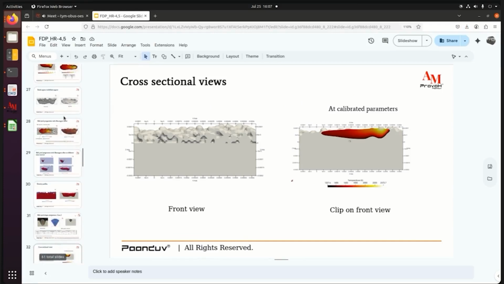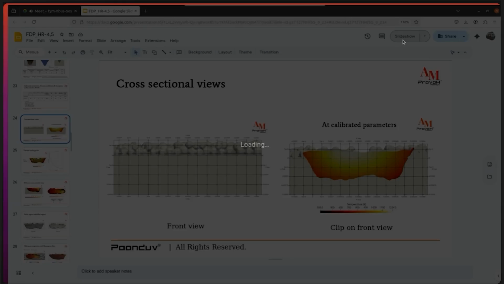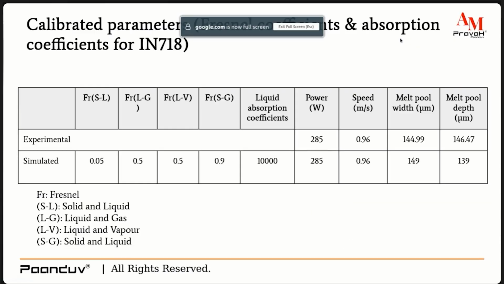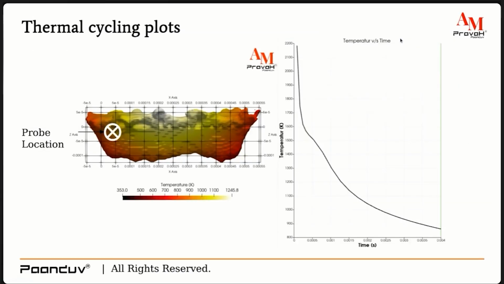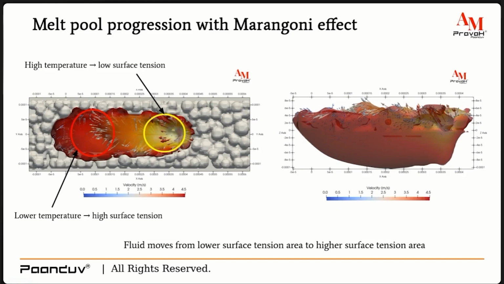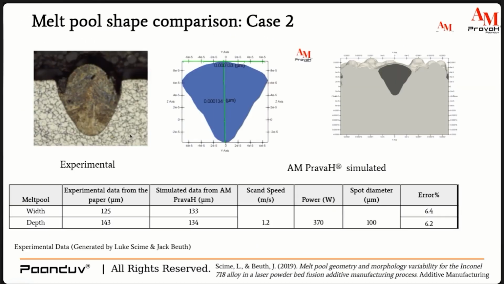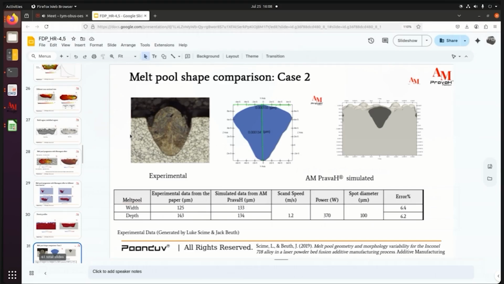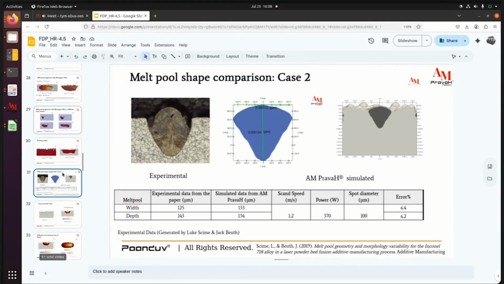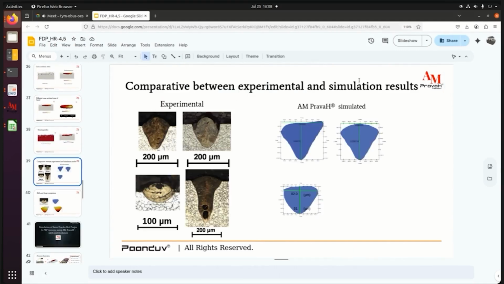And then there we will discuss important concepts like how the region is solidified and this Marangoni effect due to surface tension gradient and the phase change. Okay, so these are total 4 cases.